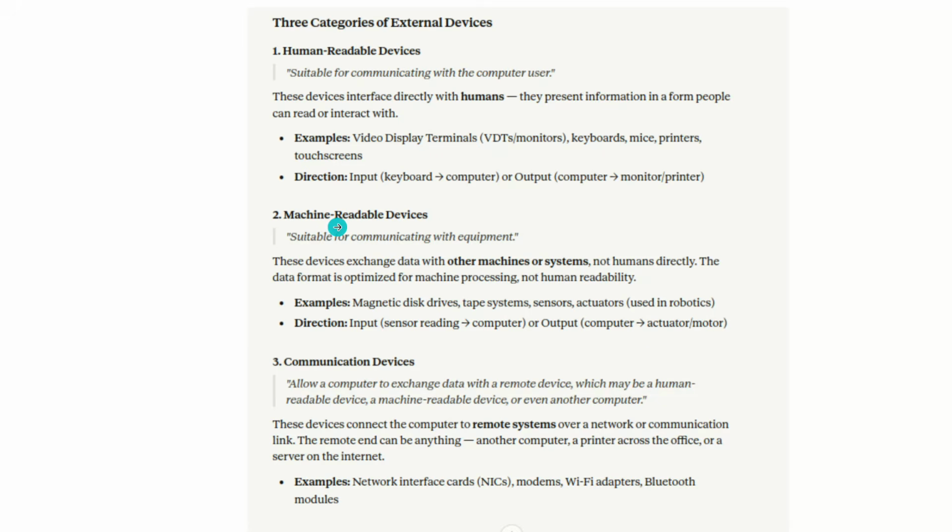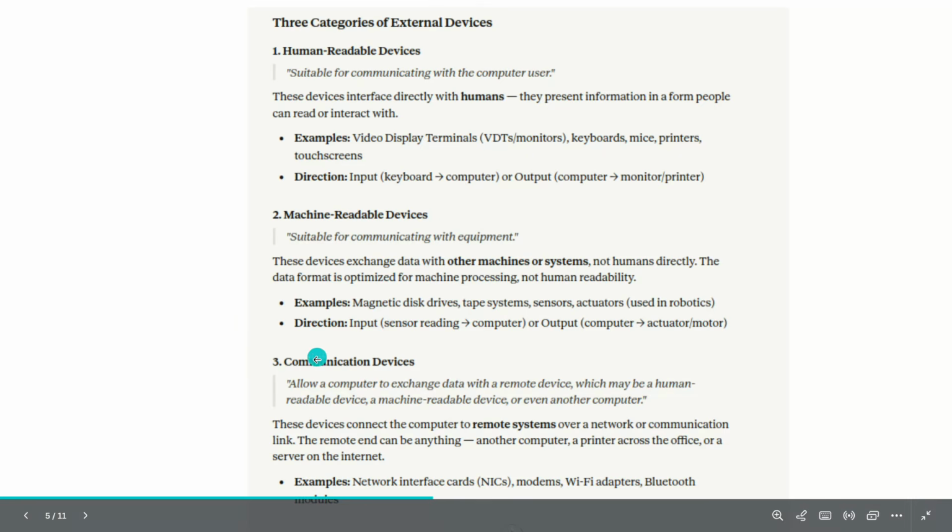That means machine readable means communication happening with the equipment itself. These devices exchange data with other machines or systems, not with humans directly. So human readable devices were suitable for communicating with the computer user, but machine readable devices are suitable for communicating with equipment. They exchange data with other machines. Examples are the tape system and magnetic disk drives. Just understand that much.